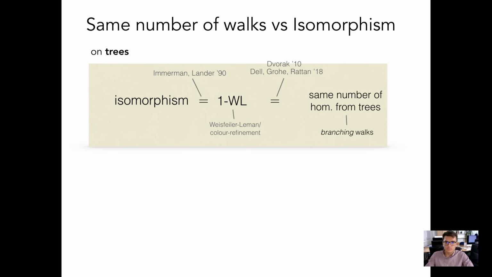Now I would like to say something positive and something negative on the approach that we have. And the same fact will be positive and negative. It happens that on trees, being isomorphic is the same as not being distinguished by the Weisfeiler-Lehman isomorphism test, also called the color refinement algorithm, which relies on counting how many vertices of certain kind there are in a graph and doing such things phase by phase. There's also a result which says that being isomorphic is the same as having the same numbers of homomorphisms from trees, and those homomorphisms from trees are the same things as branching walks.